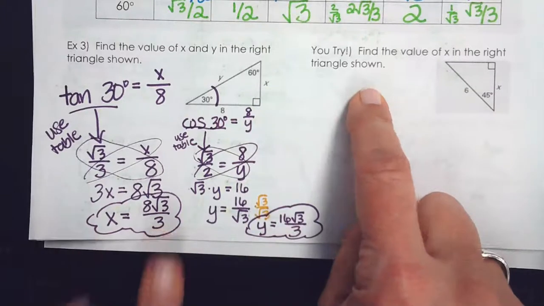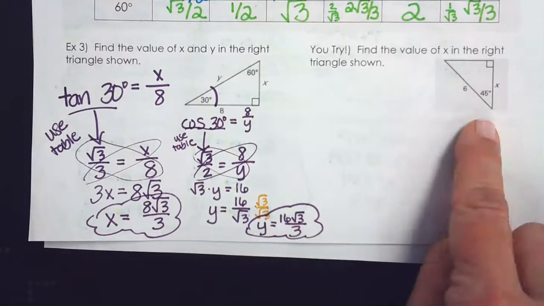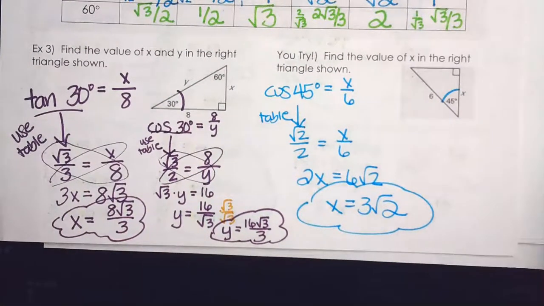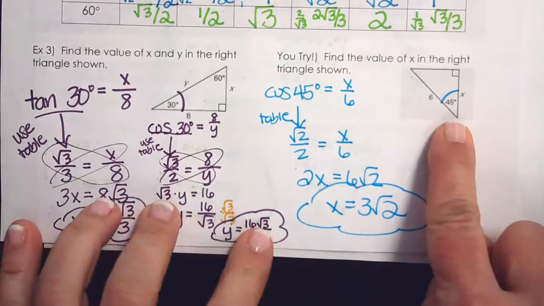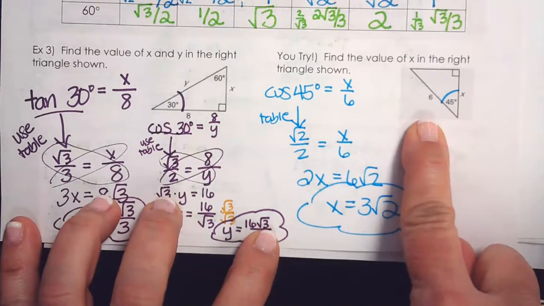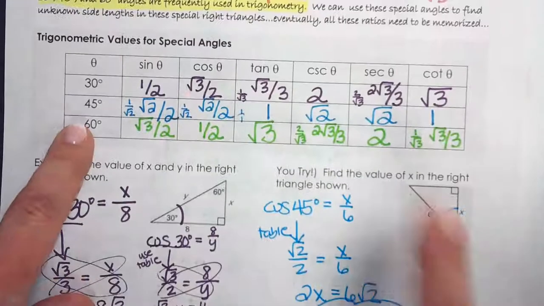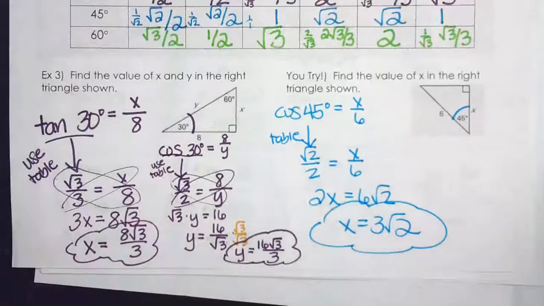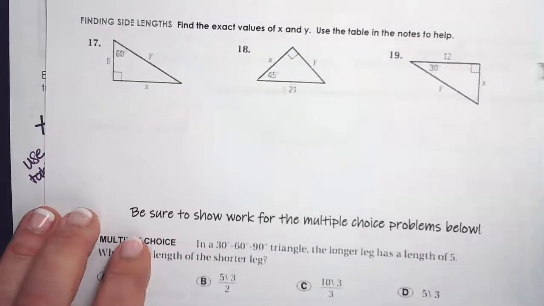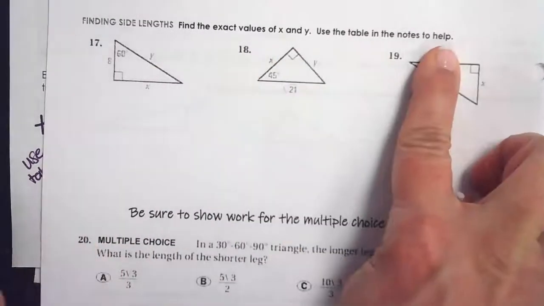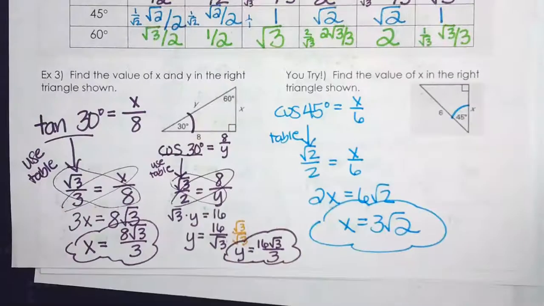Real quick, see if you can do this U-try question and use the 45-degree angle to help us out here. So what I had here is that the cosine of 45 is the adjacent x over the hypotenuse 6. In the table, I find that the cosine of 45 is root 2 over 2, and then I can cross multiply. Sound good? Okay. You're going to use those in numbers 17 through 19 in the homework. It says use the table in the notes to help. You can set that up just that way, okay?